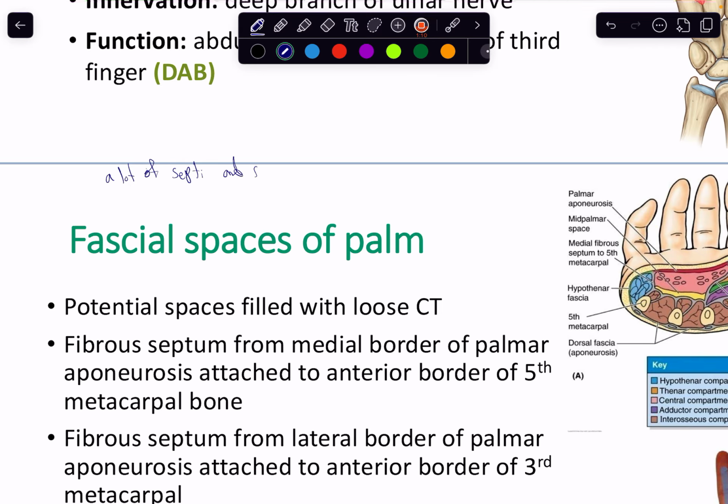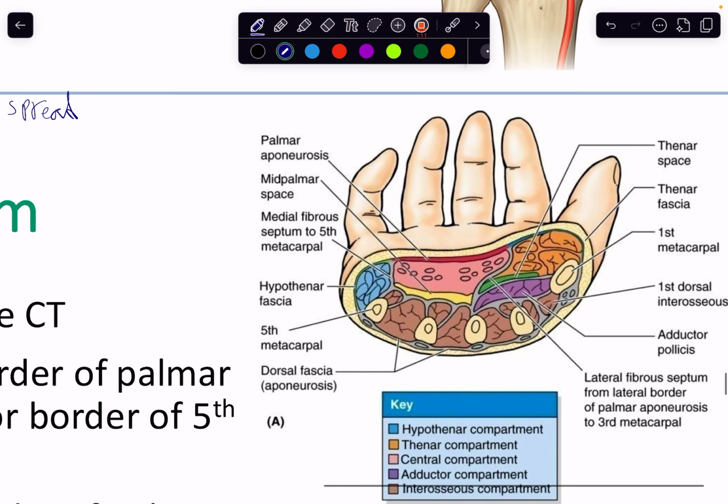Here, just like the arm, the compartmentalization of the arm and forearm is by the deep fascia, right? So the deep fascia, they are coming down and attached to the bone. Here is the same pattern. What we need to observe: this red color is the palmar aponeurosis. It's a fascial sheath, and from that sheath goes down the fibrous sheath.